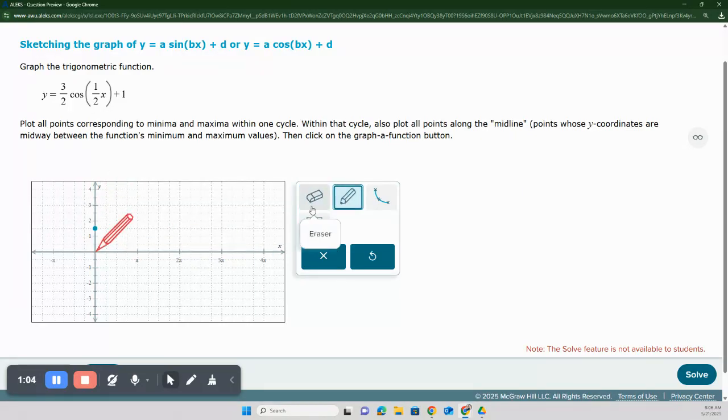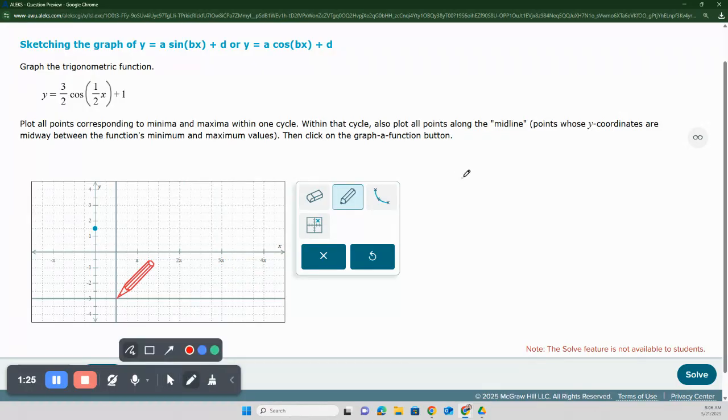Now, cosine starts at the top, and this is positive in the front, so it does definitely start at the top. So I'm making my starting point right here at the very top. Again, if you had sine, you would start right here in the middle. And if you had negative in the front with a cosine, you would be going down 3/2.